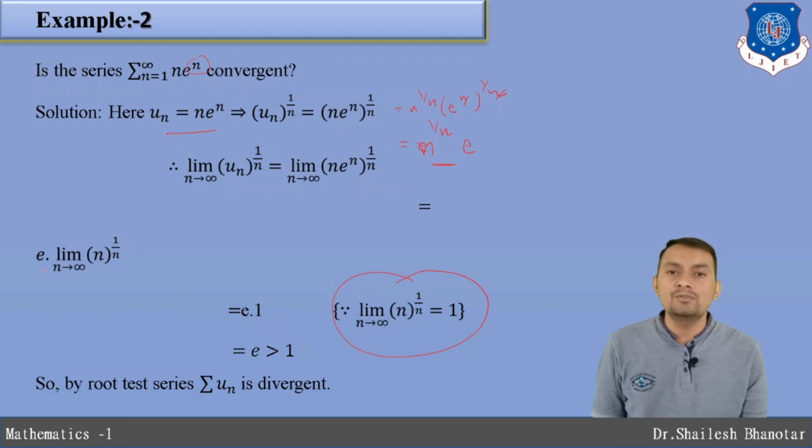After that, you have to apply the limit. So I assume the limit as n tends to infinity of n raised to 1 by n into e. But e is a constant quantity, so I can write e into the limit as n tends to infinity of n raised to 1 by n. According to the standard result, this limit is 1, and therefore e into 1 is e, which is 2.7 something, and which is greater than 1. Therefore the given series is divergent.